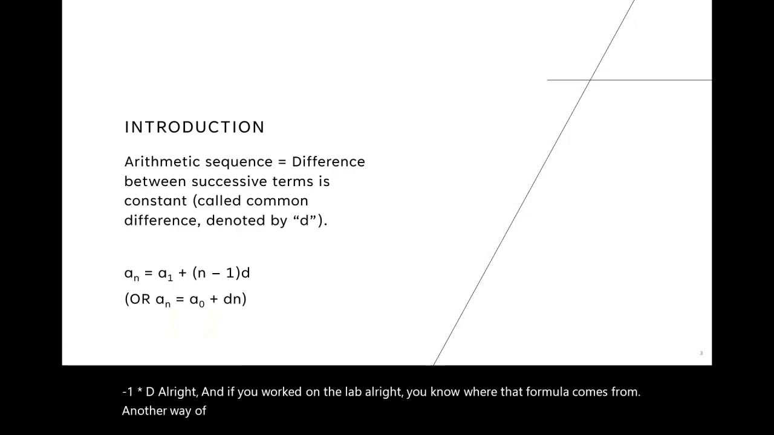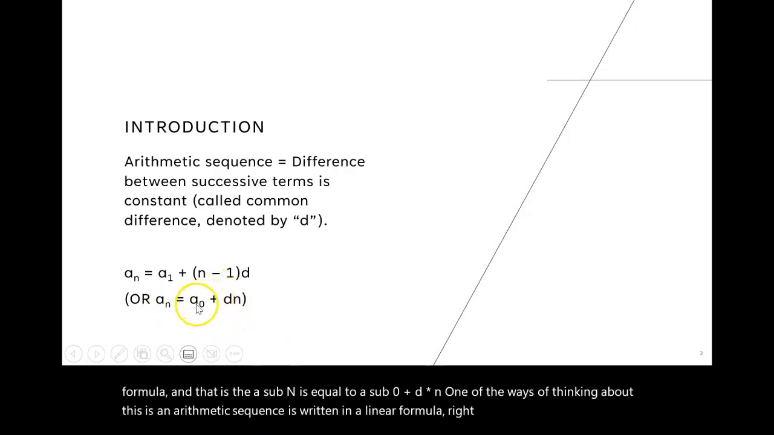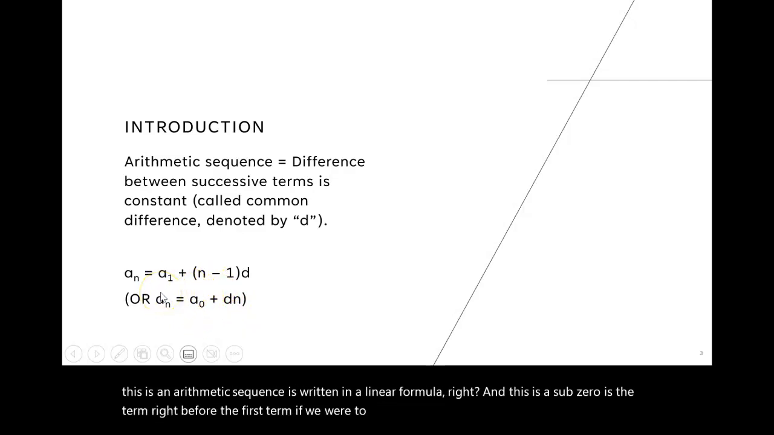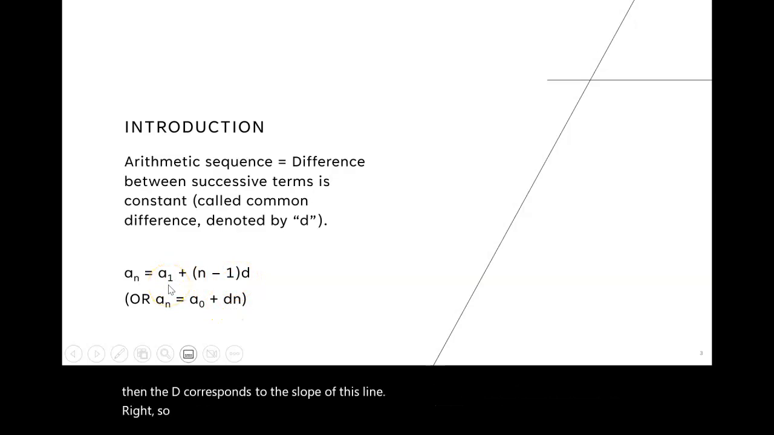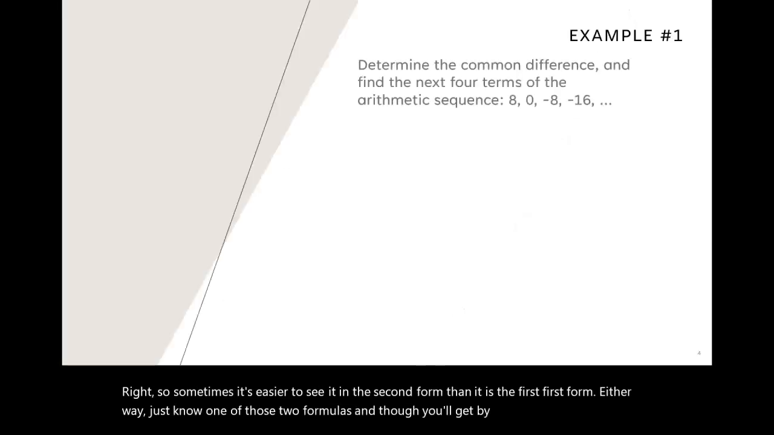Another way of writing this, sometimes you'll see this, and sometimes it's easier to use this formula. That is that a sub n is equal to a sub 0 plus d times n. One of the ways of thinking about this is an arithmetic sequence is written in a linear formula, and this a sub 0 is the term right before the first term if we were to have it, and it corresponds to our y-intercept. And then the d corresponds to the slope of this line, right? So sometimes it's easier to see it in the second form than it is the first form. Either way, just know one of those 2 formulas and you'll get by with that.